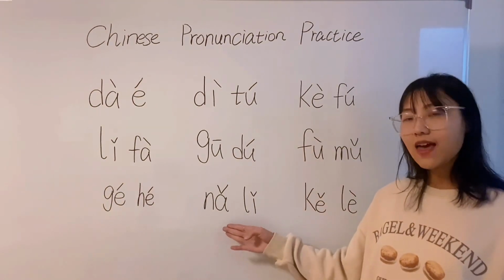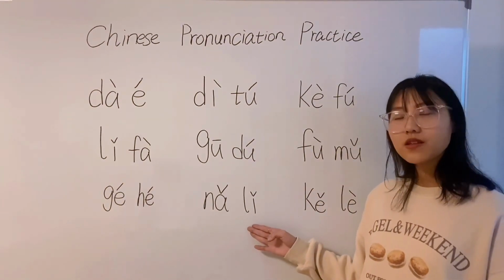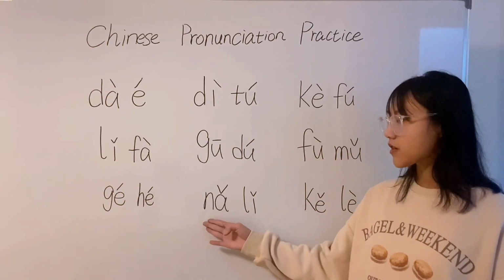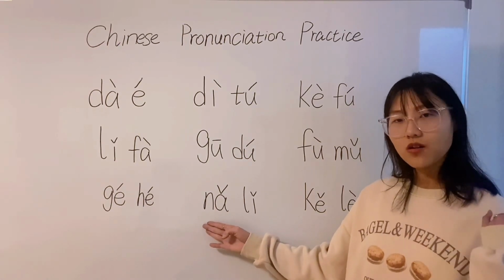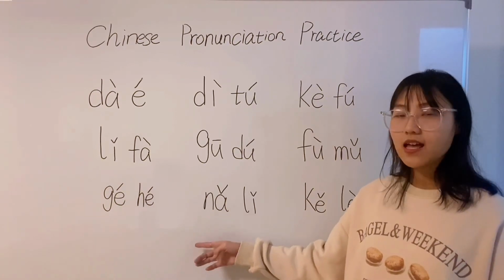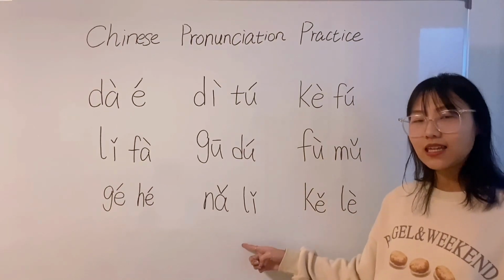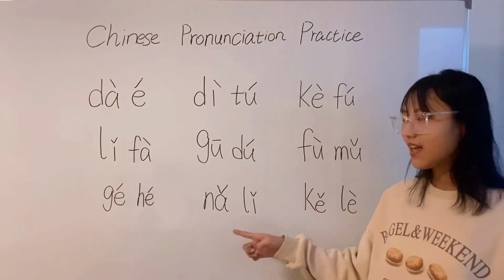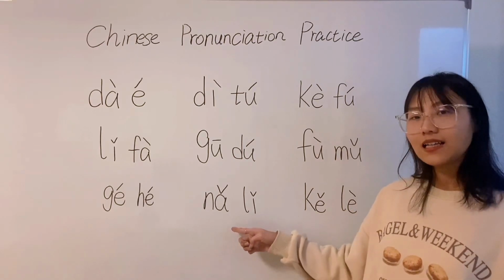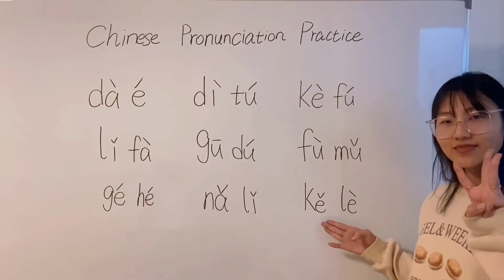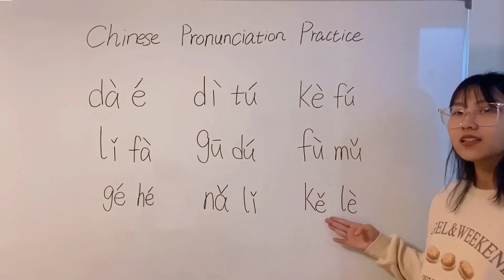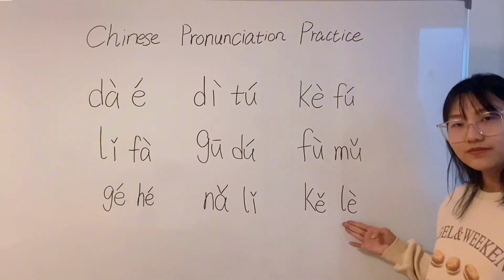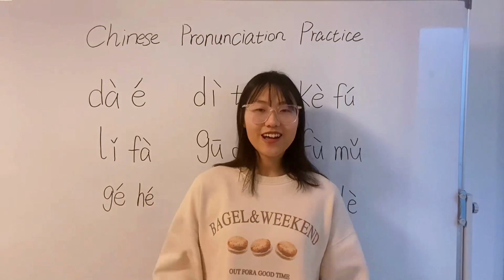If the first word and the second word are both the third tone, the first word will be pronounced as the second tone. We pronounce as 哪里. Again, 哪里, 可乐. We are finished!